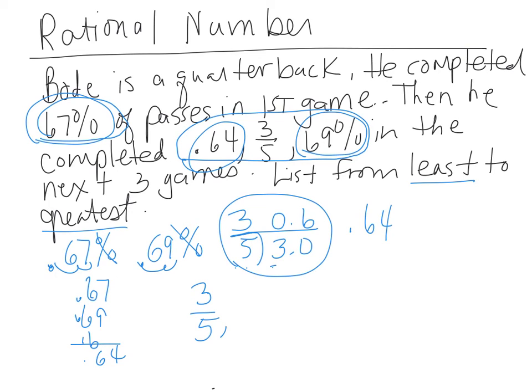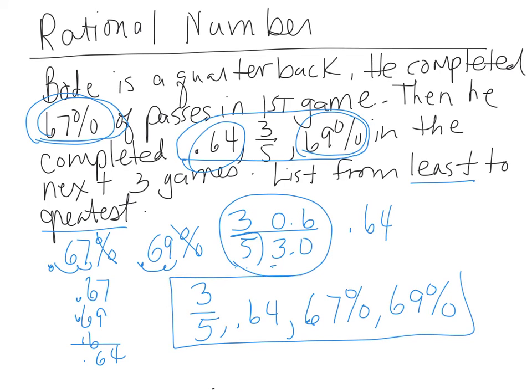The next one would be 7, 9, and 4, so that would be 0.64 or 64 hundredths. And then, of course, it would be 67%. And then 69%. So you put them back into the original numbers. There you go. Thank you.